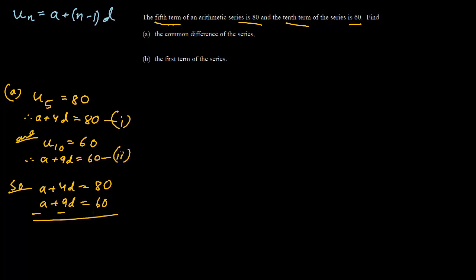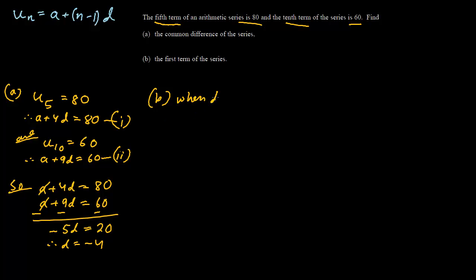We can write minus here, minus here, minus here. If we cancel it off, A and A cancel, this would be 4 minus 9D is minus 5D, and 80 minus 60 is 20. So therefore, D would be minus 4. That is the common difference. Question number B, we have to find the first term. So we can put the value of the common difference in any one of the equations. Let's put it in the first equation.